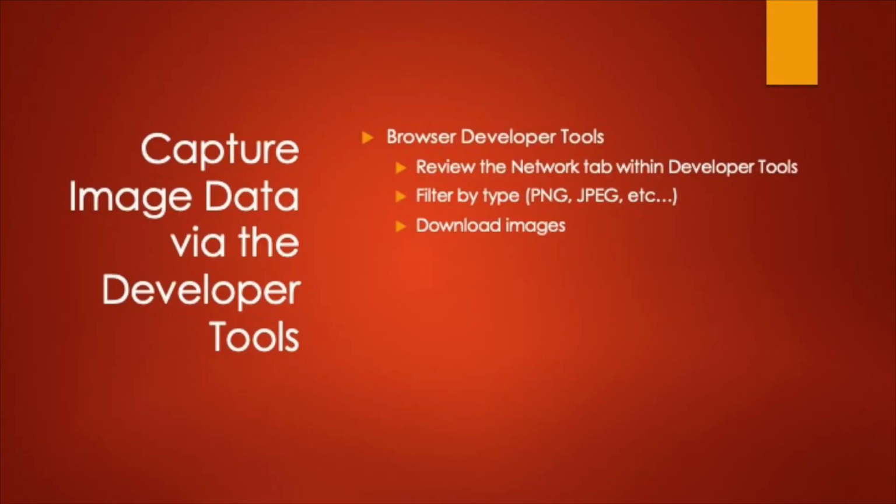The final approach we'll talk about is the most basic form of gathering image data, and that's using the browser developer tools. To do this, you simply review the network tab within the developer tools, filter by type, so PNG, JPEG, etc., and then download the images via the download URL. As you can see, this has the same issue with requiring a download URL to be able to download the images from the web page, and thus may not capture images that are loaded at runtime.